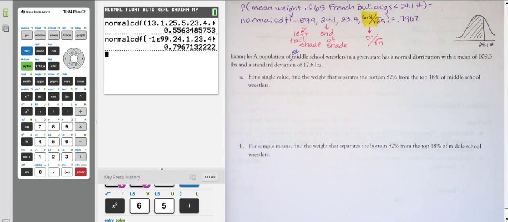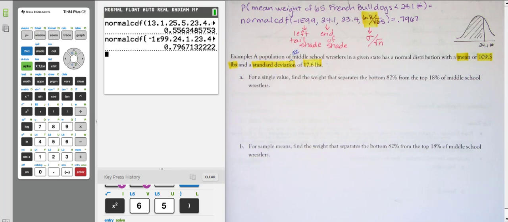The central limit theorem can be applied not only when you're trying to find the probability of a value, but also when you're trying to find an individual x value, or something along the horizontal axis where you know all of the areas or probabilities at the top. So in this example, we have a population of 52 middle school wrestlers in a particular state, and they have a normal distribution with a mean of 109.3 pounds and a standard deviation of 17.6 pounds.